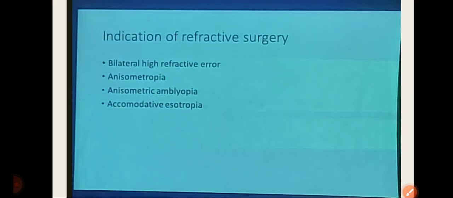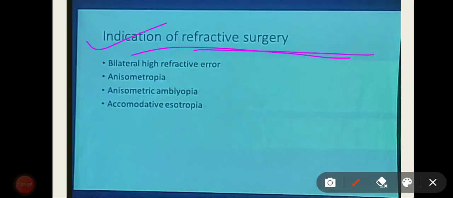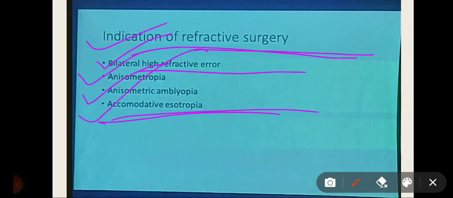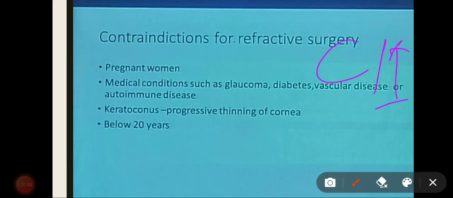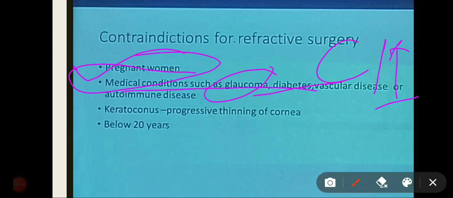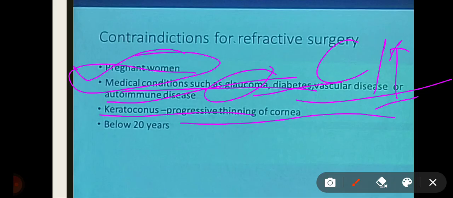What are the indications of the refractive surgery, guys? These are bilateral high refractive errors, anisometropia and anisometric myopia, and accommodative esotropia. What are the contraindications? Contraindications are pregnant women, medical conditions like glaucoma, diabetes, vascular disease or autoimmune disease, keratoconus and progressive thinning of the cornea, and age below 20 years.